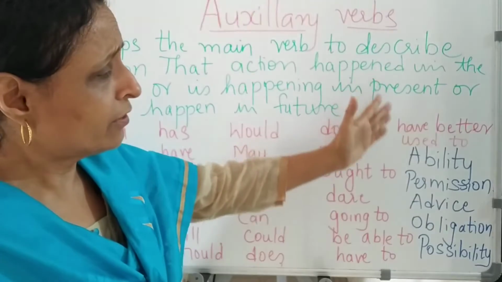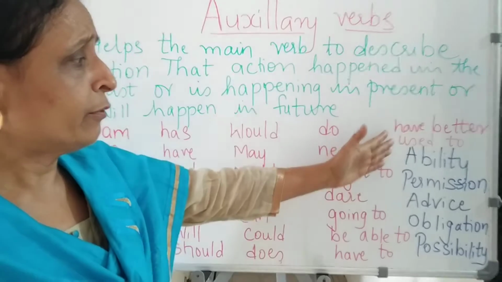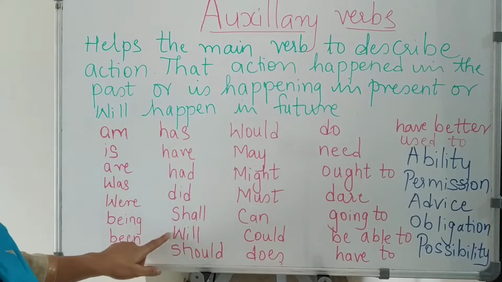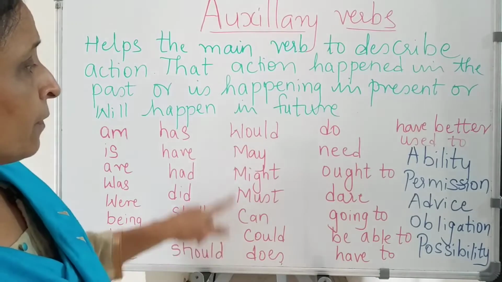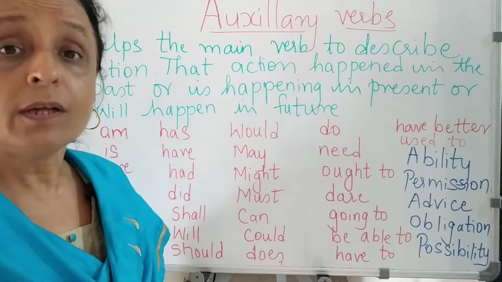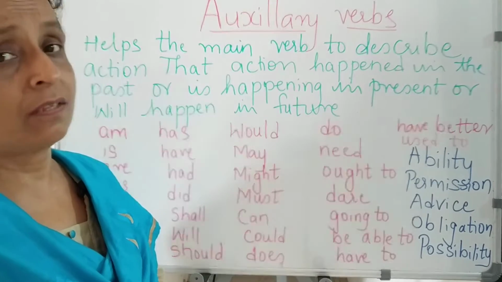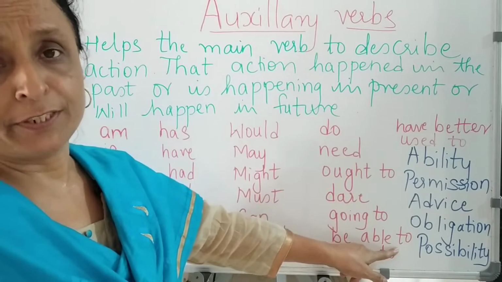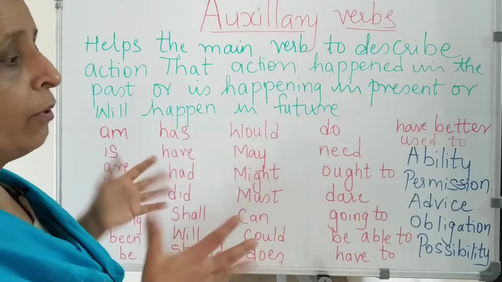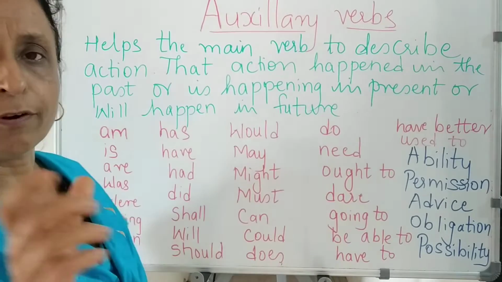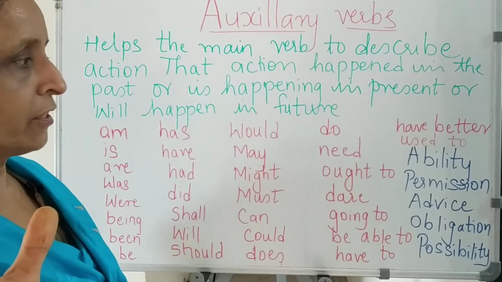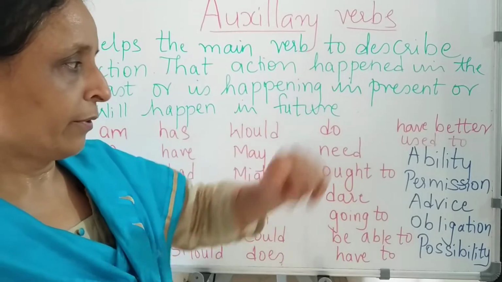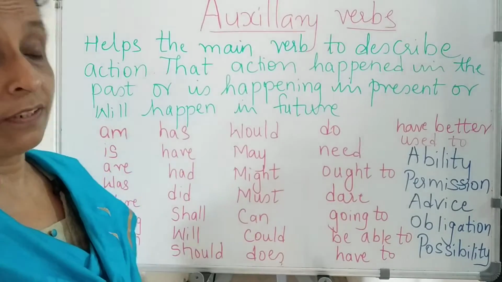So in general they are classified into those showing ability, permission, advice, obligation, possibility. Now will, can, could, may, might, they are modal auxiliaries, because they show possibility and permission. You have to know the different types of auxiliary verbs because in the exam you will be asked to put an auxiliary verb which shows ability. Then, she can do it. Shows permission, can I do it?